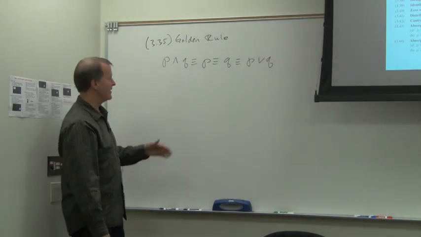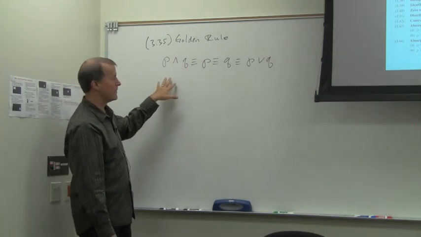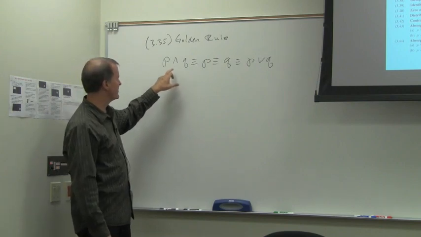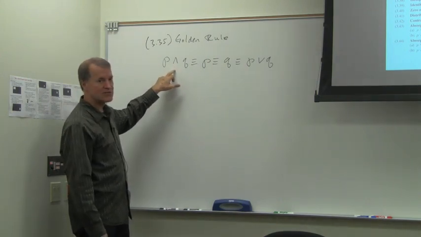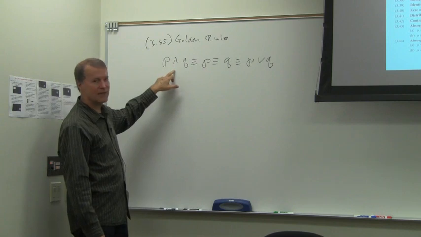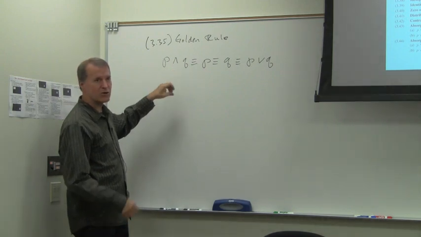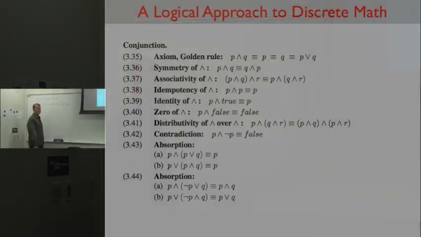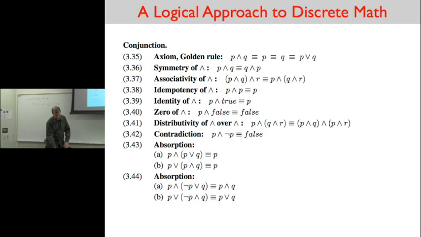Yeah? And this is the first time in our whole list of theorems and axioms that we have this and. So this is basically the definition of and. And it's in terms of an operator that we already know its properties from the previous lists. Okay? Is everybody good? Yeah.